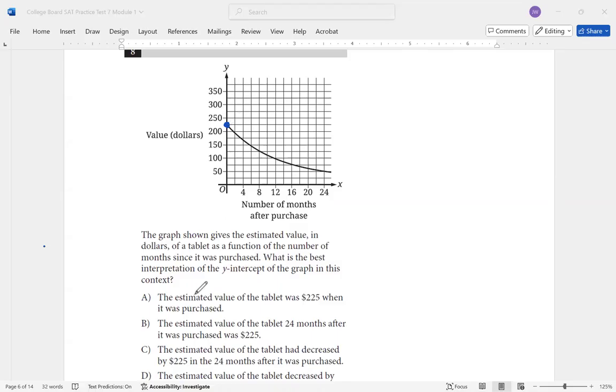If you read our options, the option that makes the most sense is option A. The estimated value of the tablet was $225 at the time that it was purchased. So that's the best interpretation of the y-intercept of this graph, A.